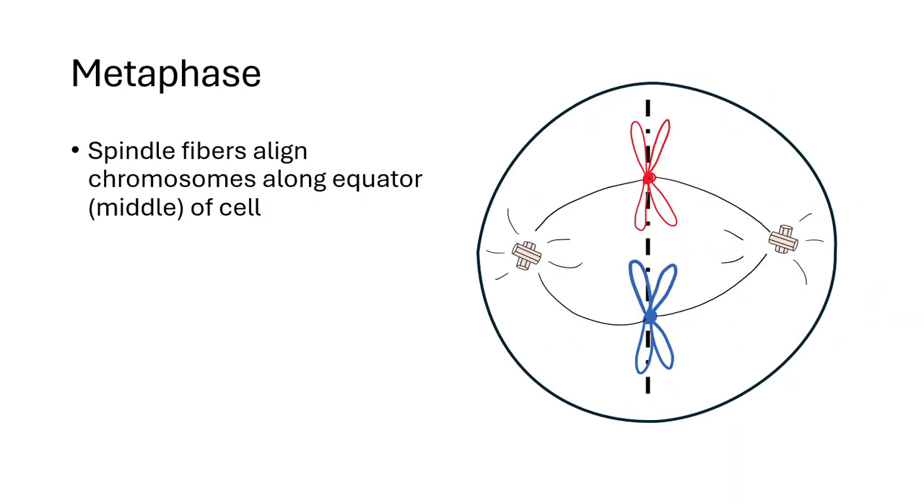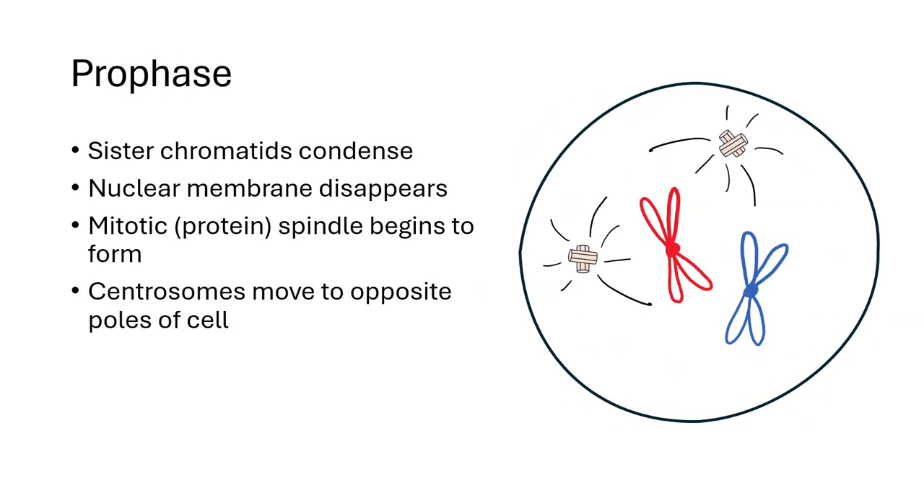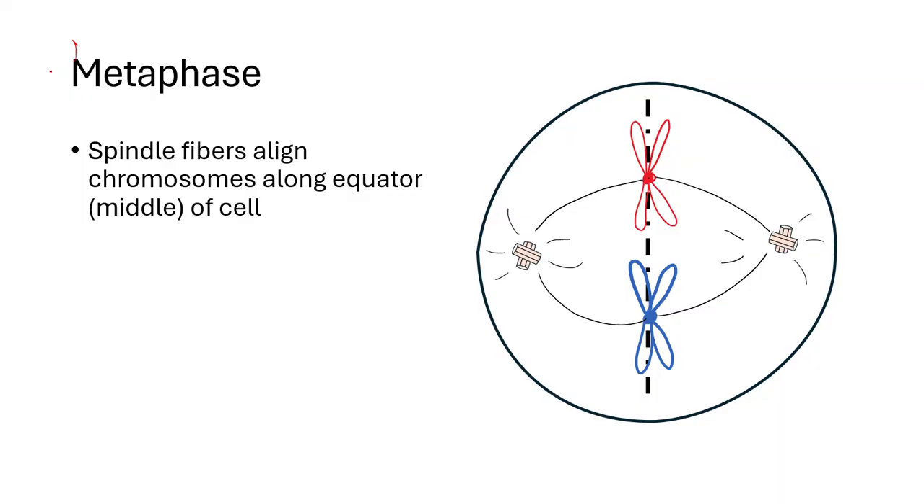And then next is metaphase. I say prophase stands for preparation. You are preparing for the rest of mitosis. Metaphase, you're going to have your chromosomes line up in the middle of the cell. If you want to use technical terms, the chromosomes are going to attach to the spindle fibers at their centromeres. Then they're going to line up along the equator or the middle of the cell.